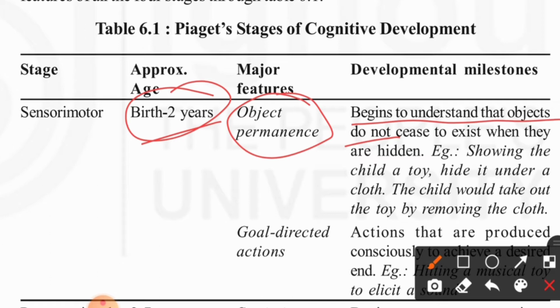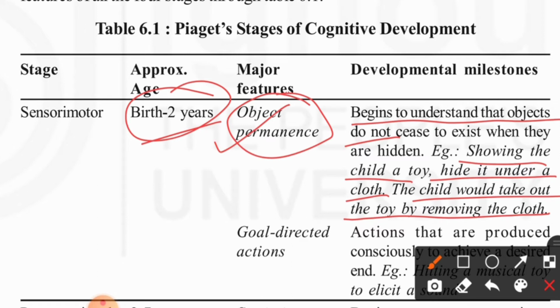For example, showing the child a toy and hiding it under a cloth, the child would take out the toy by removing the cloth. So the sense has been developed of where this thing can be. The child is able to understand that. So this is the object permanence, one of the major features of sensorimotor.